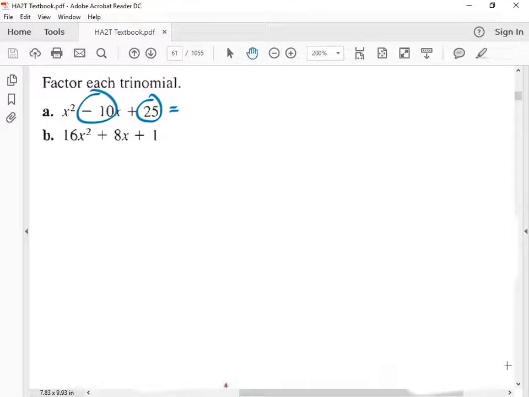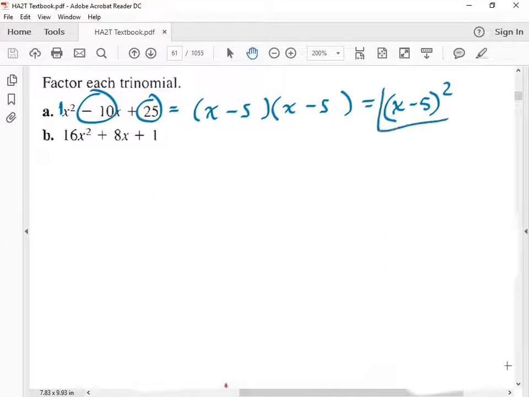Now, because there's a leading coefficient of 1, I can just write this out like so, put an x at the beginning of both of these, and then say negative 5 and negative 5. Those are the same factors, so I can write them as x minus 5 raised to the second power. Okay, and that's your answer.